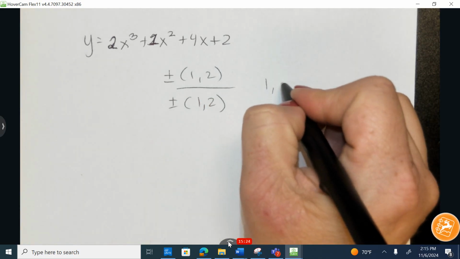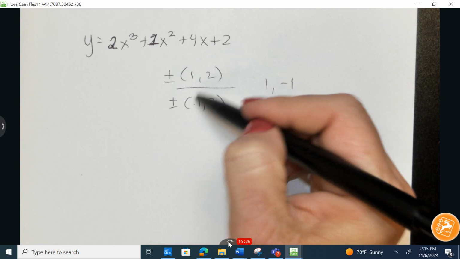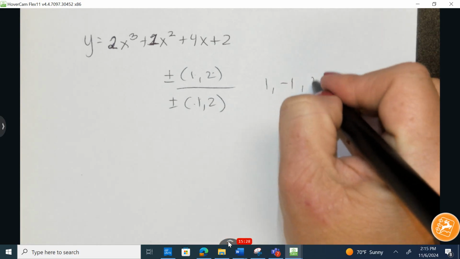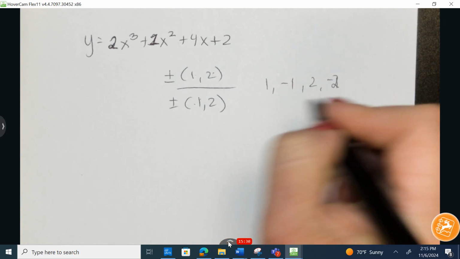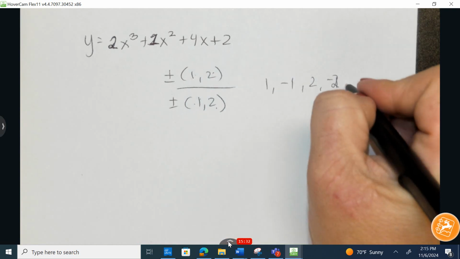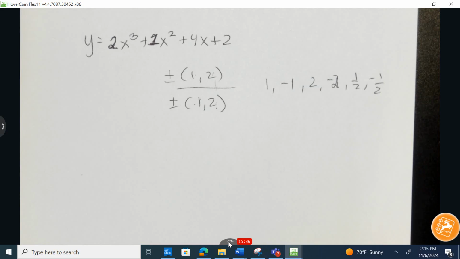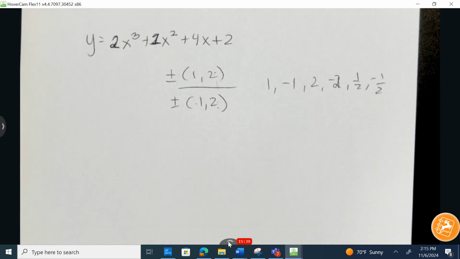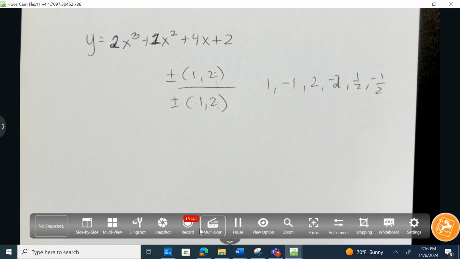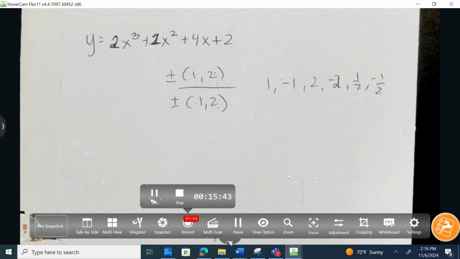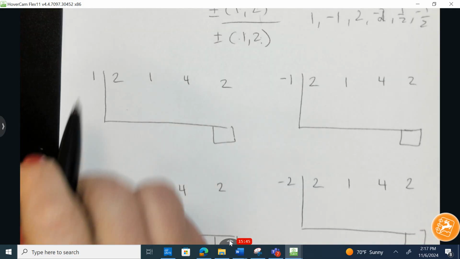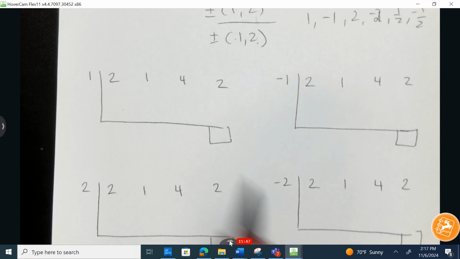Testing here: 1 and negative 1, 1 and negative 1, 2 and negative 2, and then I'm testing 1/2 and negative 1/2, and then 2 and 2 just simplifies to 1. So let me press pause and test 1 and negative 1. I only have 6 options, and I'm really hopeful that 1 or negative 1 of these integers will work.